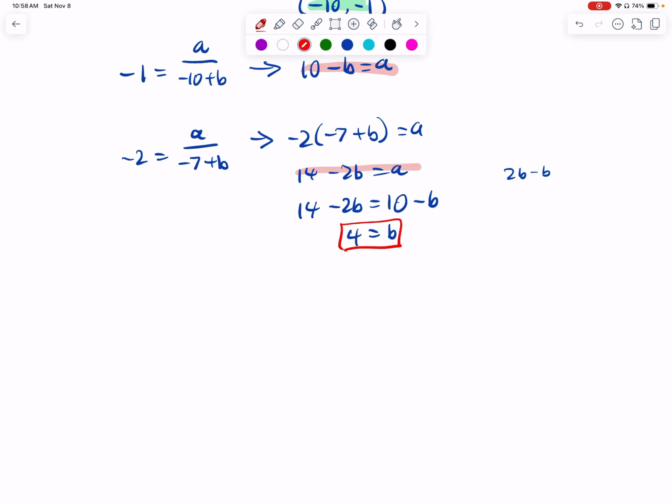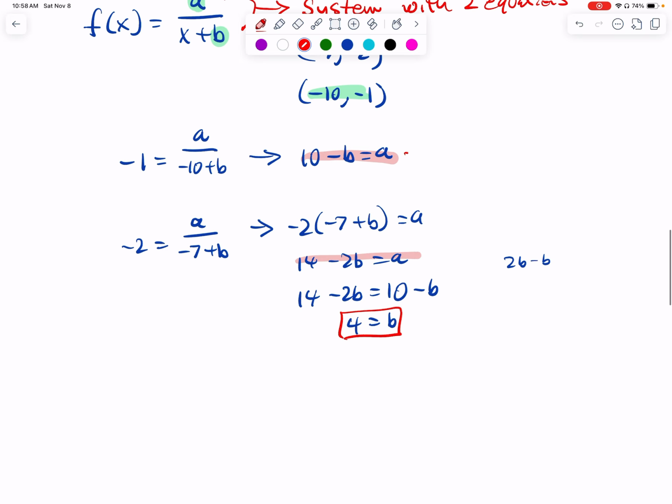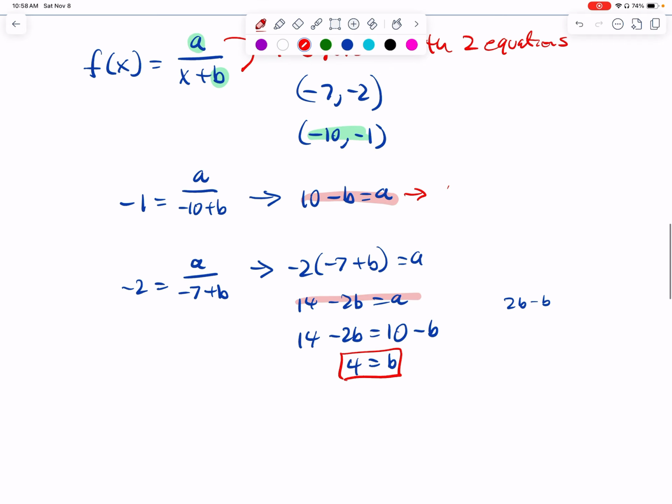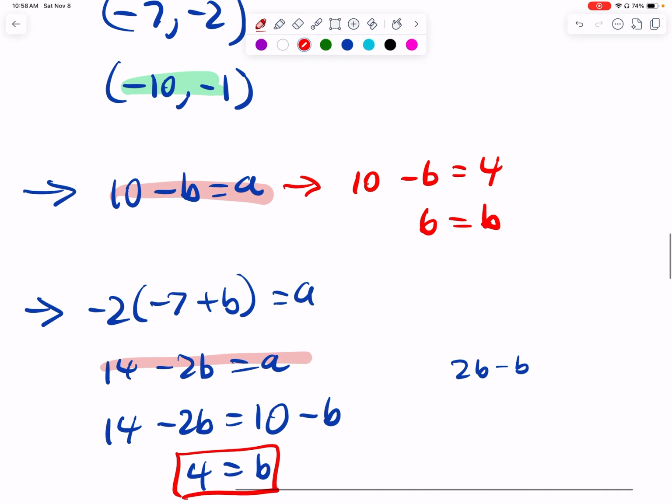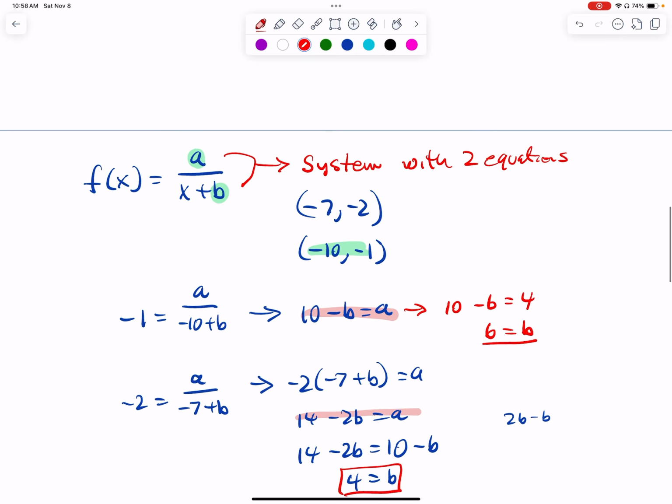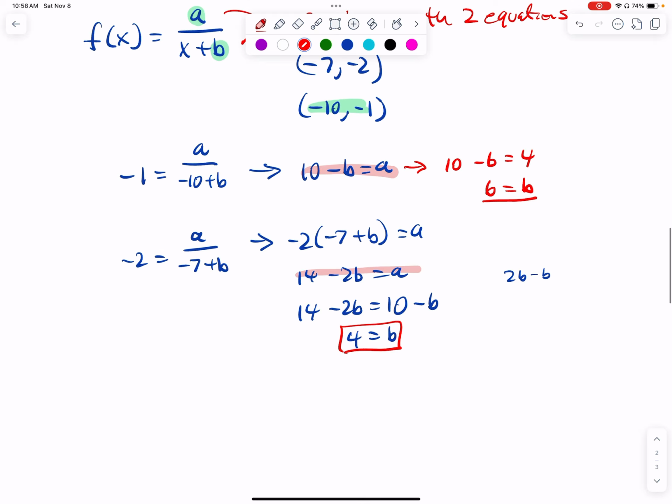Okay? And then to find your a, you just come back up here to one of these equations, any one would do, and I have 10 minus b is equal to a. And to add the b over, subtract the 4 over, and I have 6 is equal to b. That looks like b is equal to b, or 6 is equal to 6, but it's not. What am I even thinking? I put the number in the wrong slot. That should have been 10 minus 4 is equal to a. So 6 is equal to a. There we go. Now that is correct.